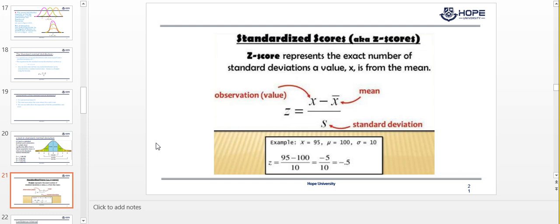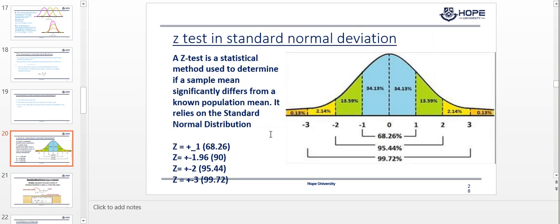So minus 0.5, if we go to the z-score table, we have minus 0.5 at the section of 0.5, like this. We should get minus 0.5 by division of this number. It should enter at this level.